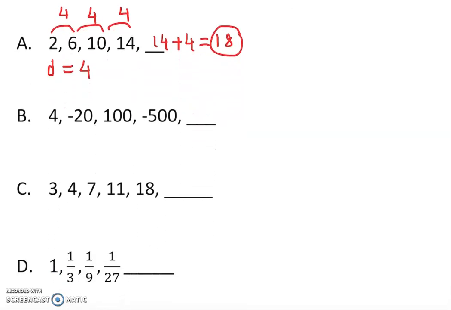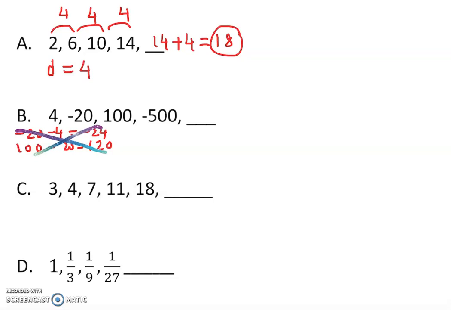The next one in this case is given as 4, negative 20, 100, 500. If I try to subtract, it's going to give me negative 20 minus 4, which is negative 24. Is that negative 24 the next one? Let's check it out. 100 minus negative 20 is 120. No, we cannot think about subtraction or addition in this case. It doesn't work. You clearly see that it doesn't work.